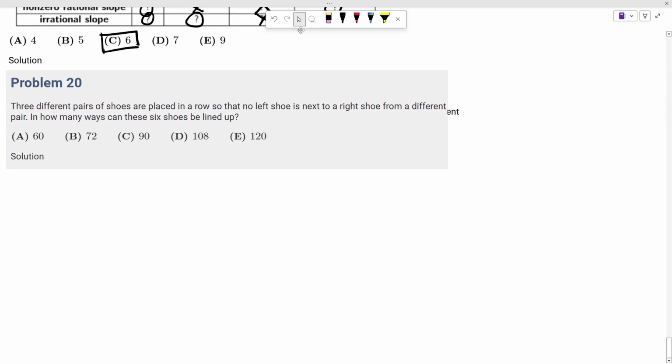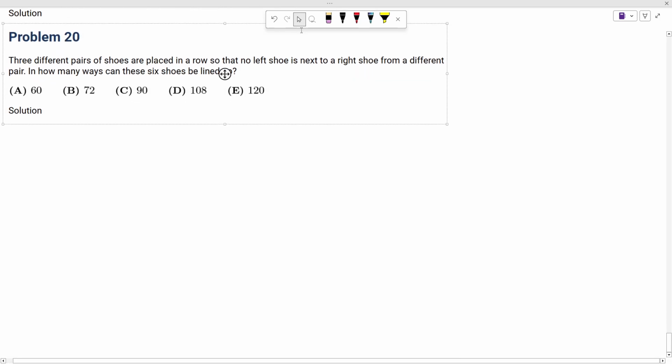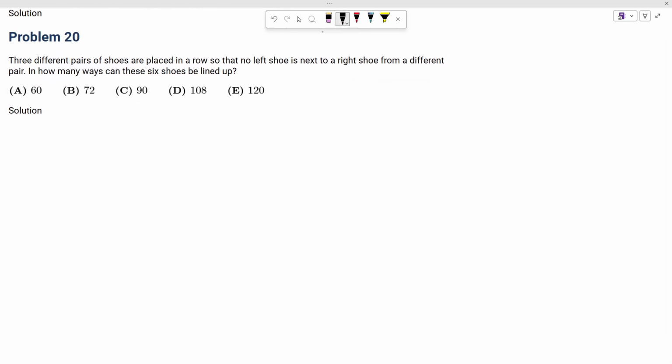Problem 20. We have 3 pairs of shoes. Let's say they're left 1, right 1, left 2, right 2, and left 3, right 3. No left shoe is next to a right shoe from a different pair.